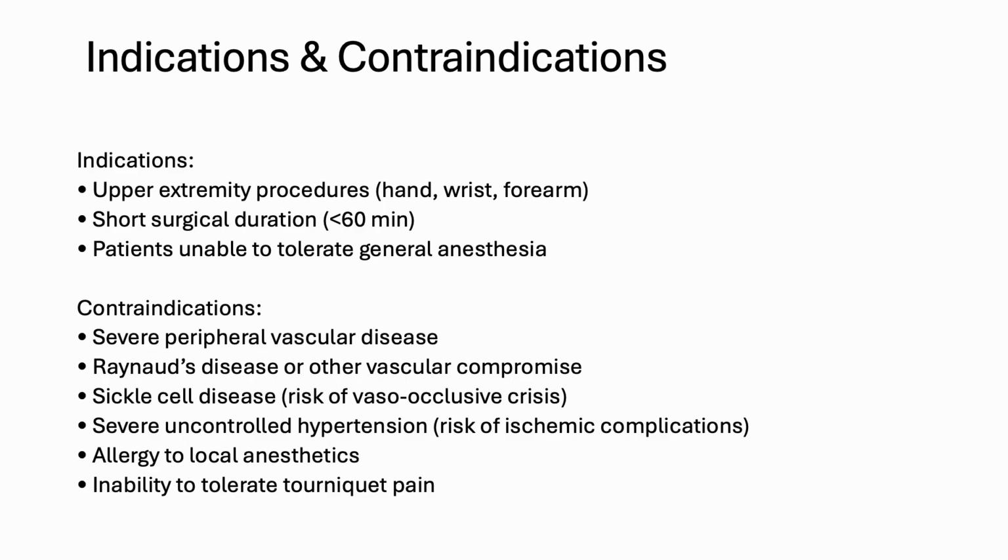As we covered earlier, it's indicated for upper extremity procedures in the hand, wrist, and forearm with a short surgical duration, less than 60 minutes. And this is great for patients that are unable to tolerate general anesthesia. Some contraindications, you can also review those that were on that chart: severe peripheral vascular disease, Raynaud's disease or other vascular compromise, sickle cell disease, severe uncontrolled hypertension, allergy to local anesthetics, and inability to tolerate the tourniquet pain.